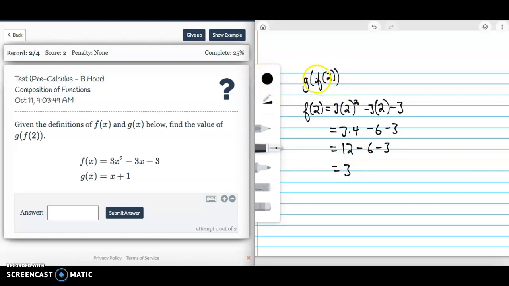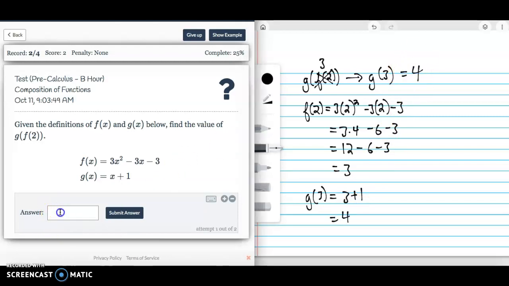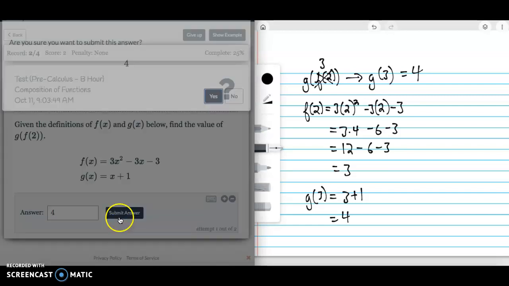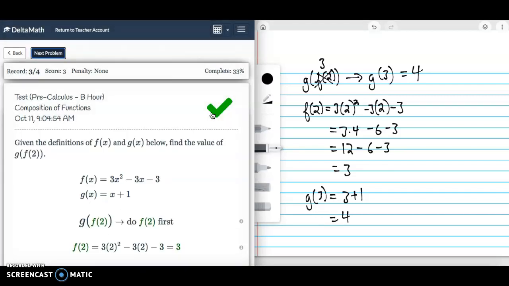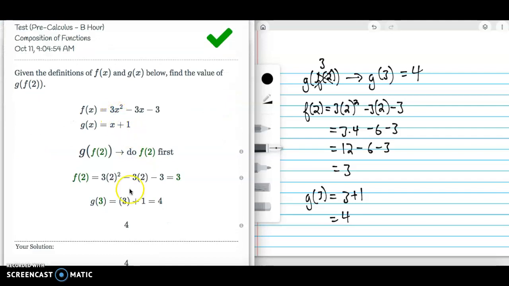So I'm going to go ahead and I'm going to replace my f of 2 with a 3. So really what I'm going to be finding now is g of 3. So then for g of 3, I get, well, that one's pretty easy. 3 plus 1, we get 4. And they do the same setup that I do as far as their explanation.